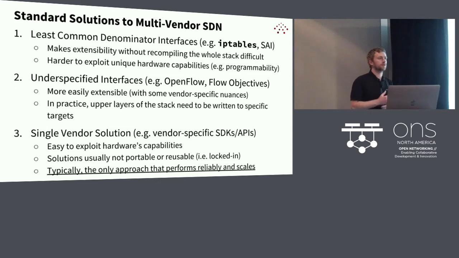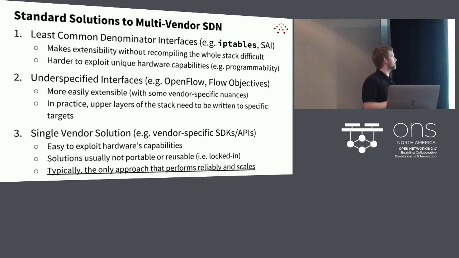So what are some of the solutions that we've seen in the industry over the past couple years? Well, the first approach that's been generally adopted is a least common denominator approach. You could say IP tables are good enough for my use case. I'm just going to use Linux IP tables. Microsoft and several of their partners have been pushing forward a switch abstraction interface called SAI, which works for their use case. It's good because you're not necessarily locked into a single vendor anymore, but it's really difficult in general to extend these interfaces without recompiling and rebuilding the whole stack.